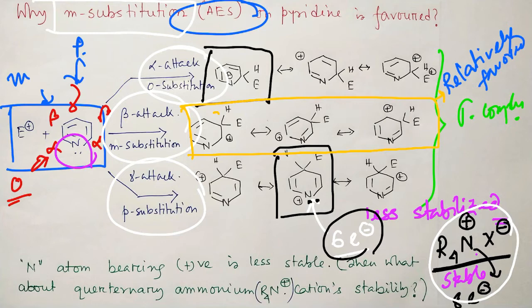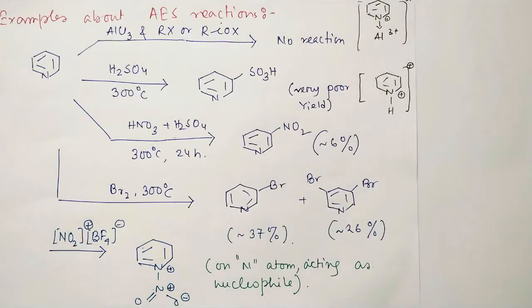So don't think that it is activated at the meta position. No, it is completely deactivated, but compared to other positions like ortho and para, this is somehow more favored. Okay, fine. Now let's discuss a few examples. For example, aromatic electrophilic substitution on this simple pyridine nucleus.